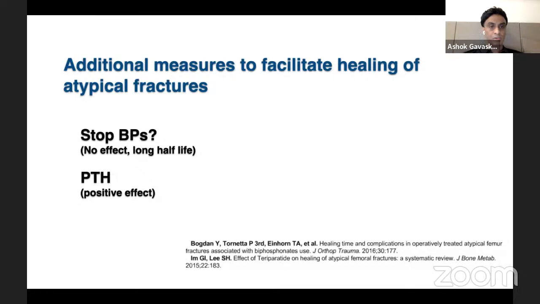Probably not, because these drugs have a very long off-life. So even if you stop, they may not have a major effect in terms of reducing your healing periods, but that is something that you can consider. Recombinant parathormone has been shown to have a positive effect in healing of these fractures, and that is something that we use for all our atypical fractures after nailing.